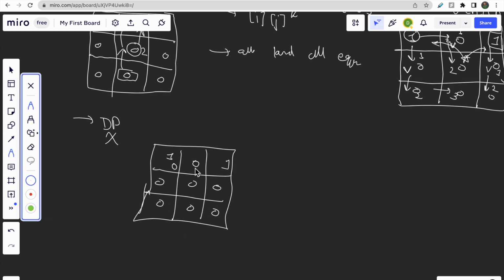Okay, now for this water cell, what would be the distance of the nearest land cell? It would be the adjacent cell plus 1, right? The minimum of any of the adjacent cells. So let's say here the adjacent cell distance is 0, and it would be plus 1 because it is a water cell, so it would be 1 here. Here also 0 because it is a land cell itself.